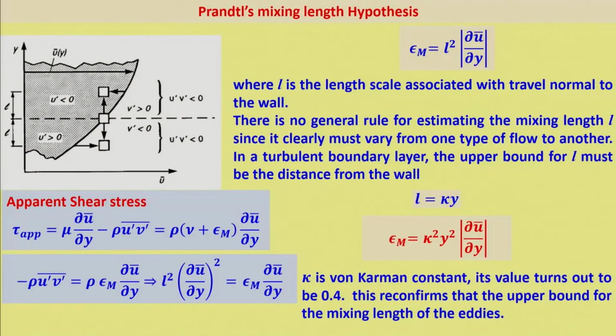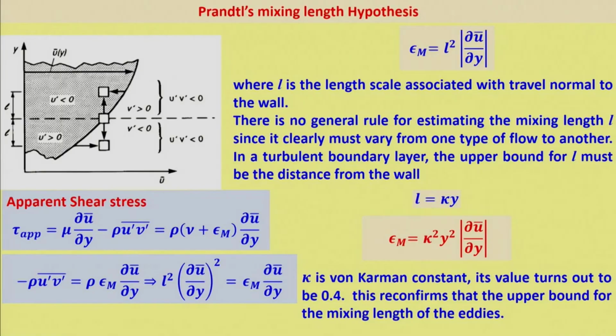So this is Prandtl's mixing length hypothesis. If I come to the slide, in the slide you can see that epsilon m equals kappa squared y squared del u bar by del y. So this brings us to the closure of turbulence averaging and the Reynolds shear stresses using Prandtl's mixing length theory. But in the next module we will see how, using this universal velocity profile, we can derive the friction factor for smooth pipes and rough pipes. Thank you.